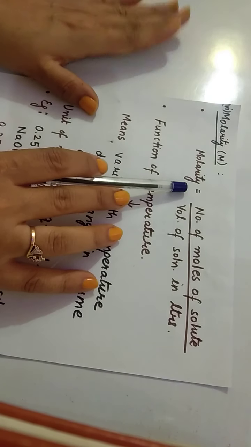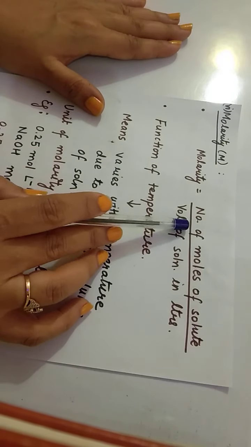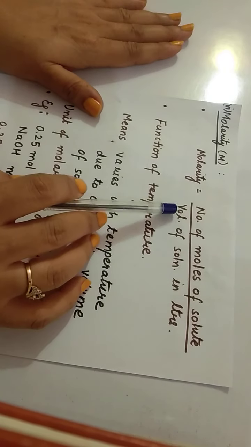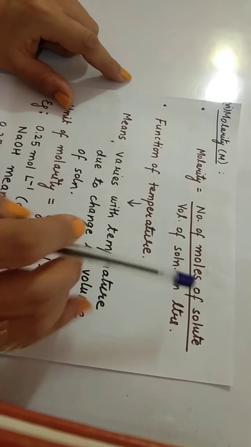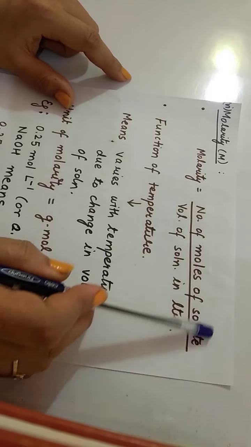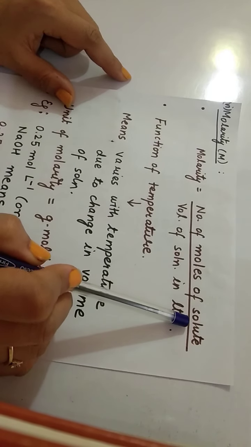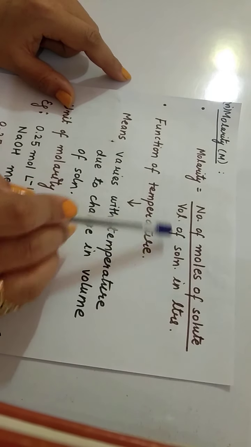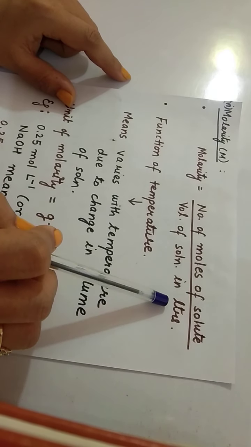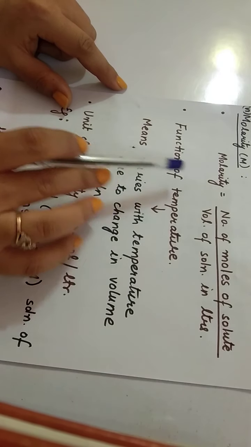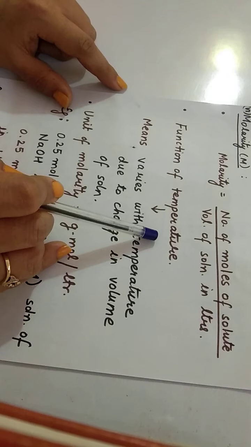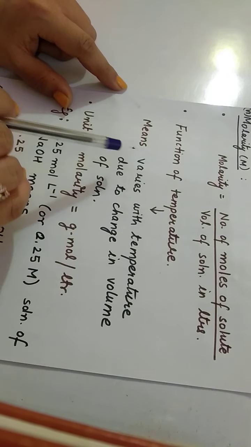So what is molarity? Molarity is the number of moles of solute divided by volume of solution in liters. That is, you should know how many moles of solute are there and the volume of the solution in liters. Now it is said that molarity is a function of temperature. Molarity is a function of temperature.